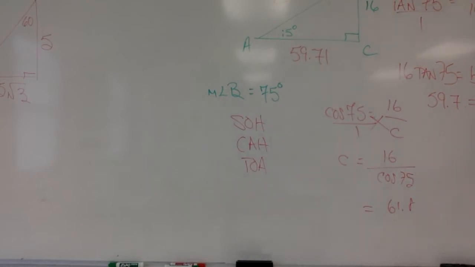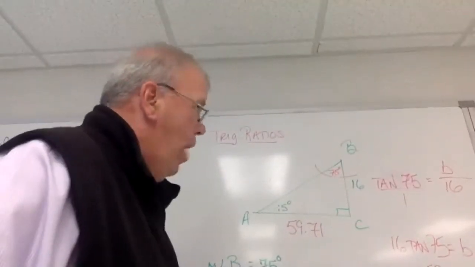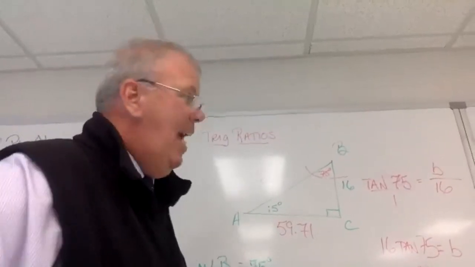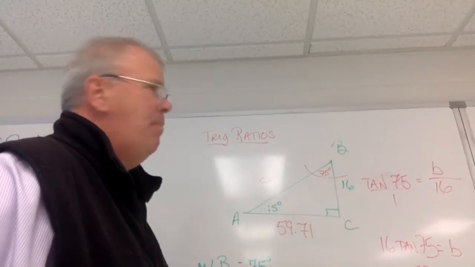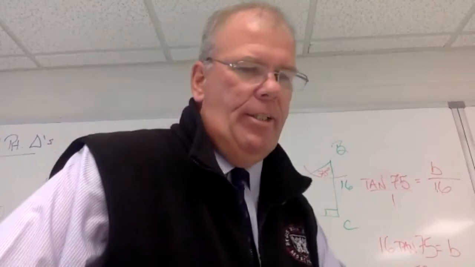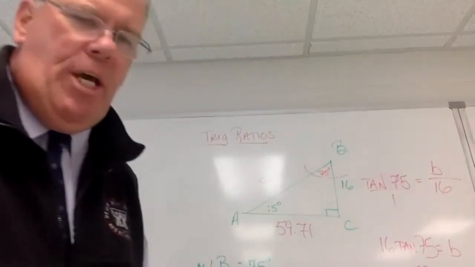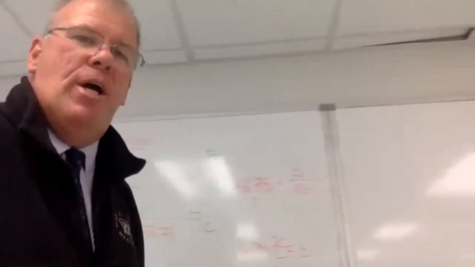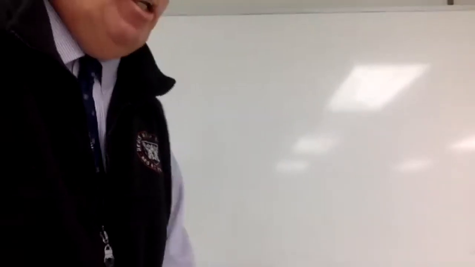Don't ever forget, trig ratios are great to use when we have a right triangle. We're going to do one of two things: try to find a side when we don't have two sides, or try to find the measure of an angle. Does everybody understand that? All righty. Now we're going to do the same thing, but instead of trying to find a side, we're going to try to find an angle.